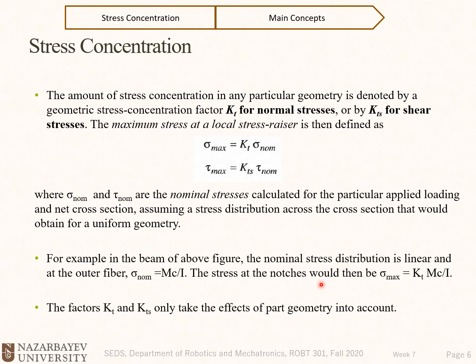The stress at the notches would then be sigma max equal to Kt multiplied by sigma nominal, which is Mc divided by I. The factors Kt and Kts only take the effects of part geometry into account. So we need to find only Kt and Kts for notches, fillets, and keyways, and see how much those Kt and Kts are, which will be the topic of the coming slides.